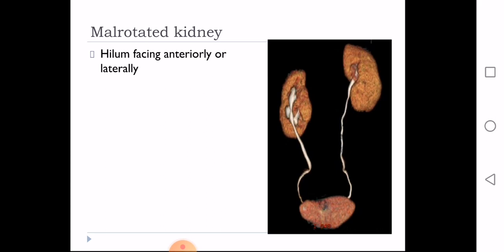Malrotated kidney. We said that the hilum was first facing anteriorly and then it rotated and became medially facing. Here that rotation is not taking place. So you can see here on the right side, the hilum is facing anteriorly. On the left side it is facing medially.